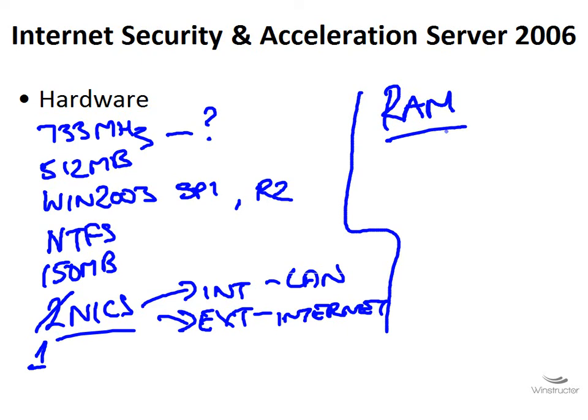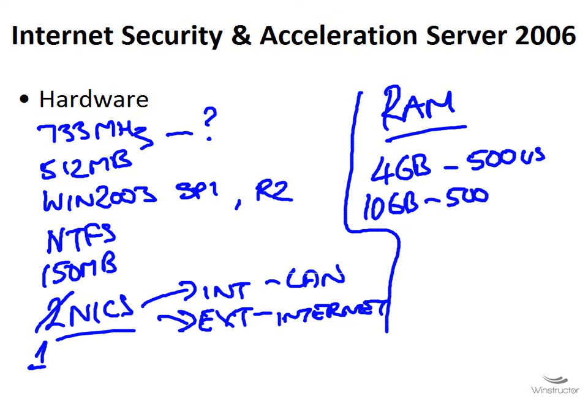So the disk space requirements for a caching-only server is going to depend on how many users you want to connect to your ISA server. Now, Microsoft recommend that you have about 4 gig of hard disk space for your cache for up to 500 users. And you'll need around 10 gig of space for anywhere between 500 to 1,000 users.